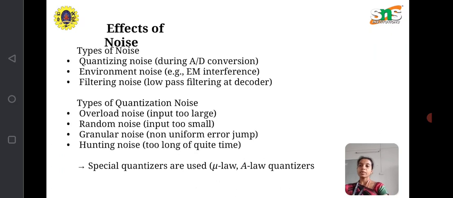Effects of noise. The types of noise we have are quantizing noise, environmental noise, and filtering noise, that is low pass filtering at a decoder. The low pass filter is used for reducing the noise. Types of quantization noise. Overload noise, where the input is too large. Random noise, when the input is very small. Then there is granular noise, and hunting noise. Special quantizers are used, where there is the mu law and the A law quantizer.